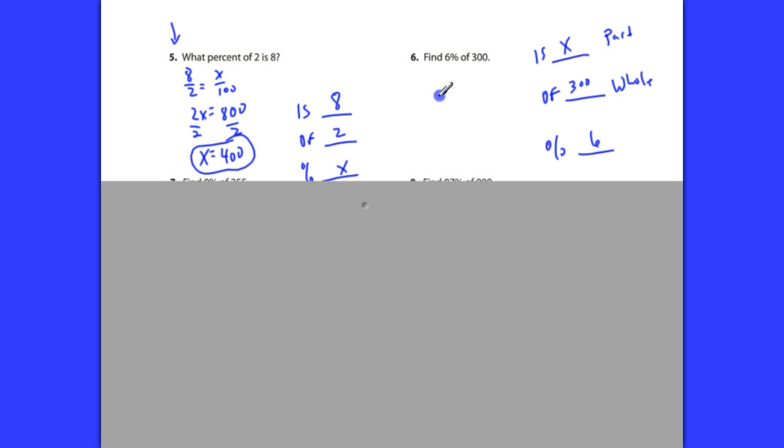Okay, and at this point, you would just go ahead and set it up. Is x, is over of, is equal to the percent, 6 over 100. Crisscross, you get 100x is equal to 1800. I'm running out of room here, but you would divide both sides by 100 and get x equals 18 for that question.